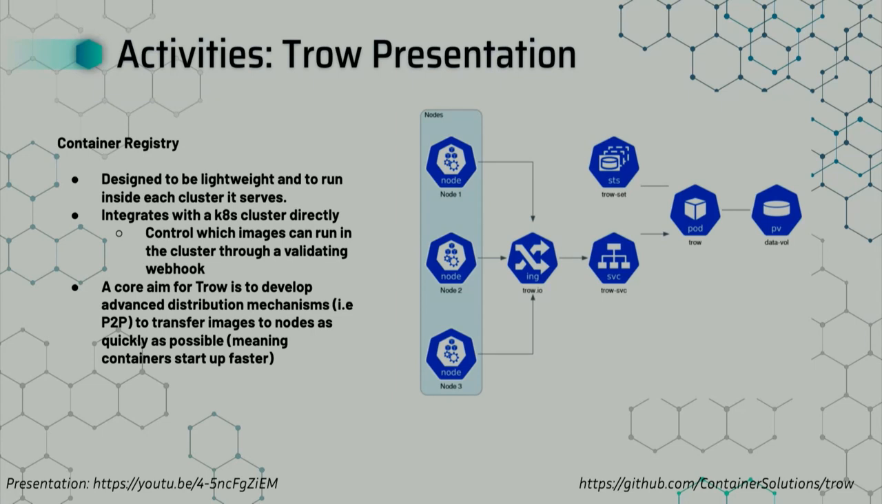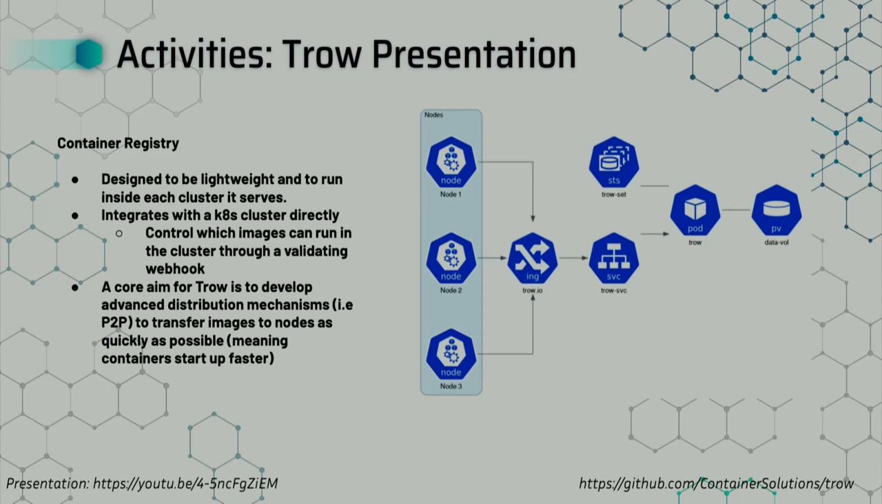Trial is another project. It's a container registry, but they're targeting something higher performance than, you know, Harbor or Quay, which are some of the container registries. One of the things they're doing is writing the whole thing in Rust. So they're thinking maybe this is a lower memory footprint.